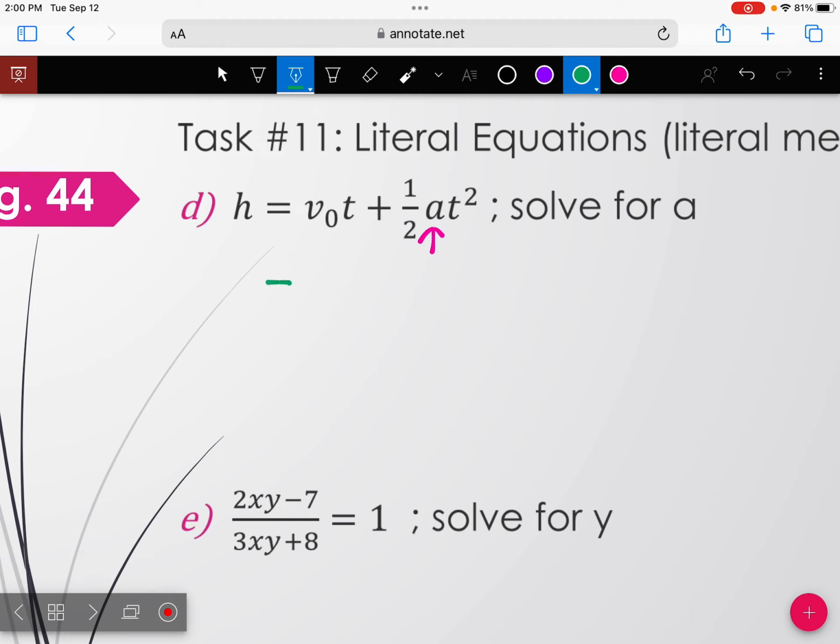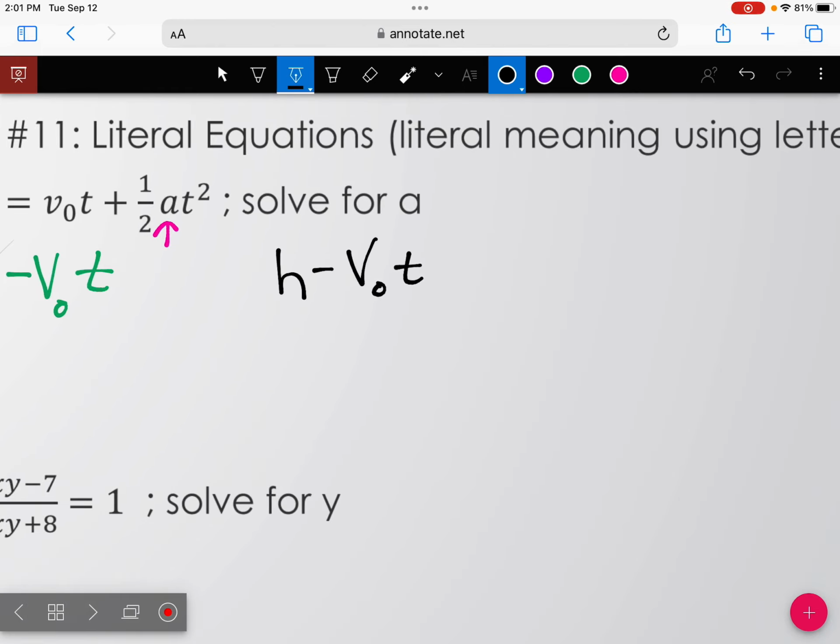So we're going to subtract our V naught T from both sides. V naught T. Not N-A-U-G-H-T, not N-O-T. Naught, meaning 0. So we have H minus V naught T. We will see V naught another time, but not right now. But it's a good way to introduce you to the concept of naught. Just means at the start. 1/2 A T squared. And I still want A by himself.